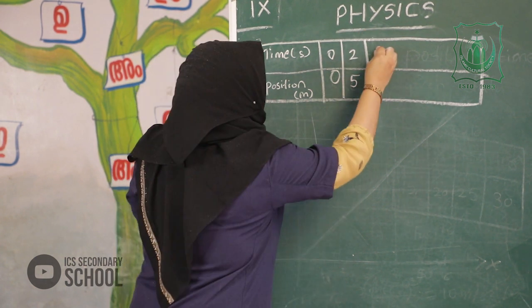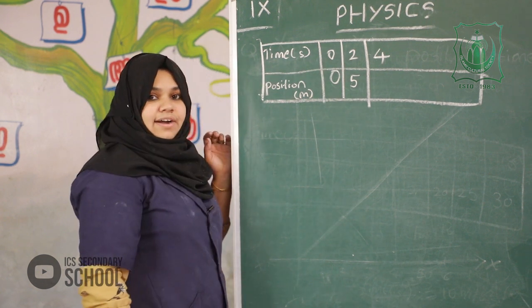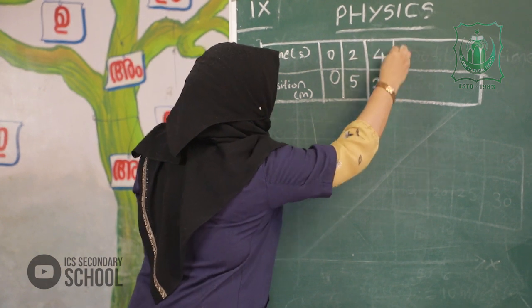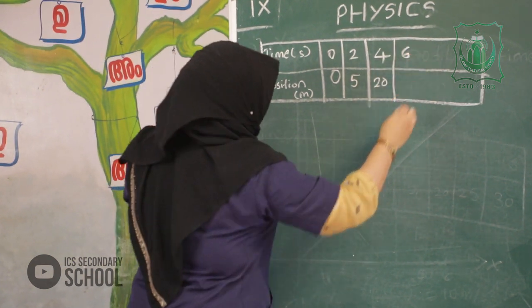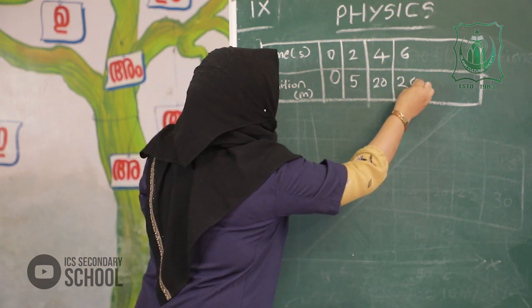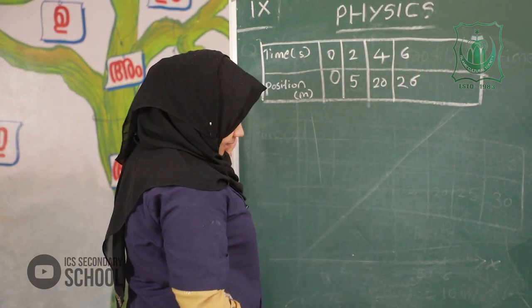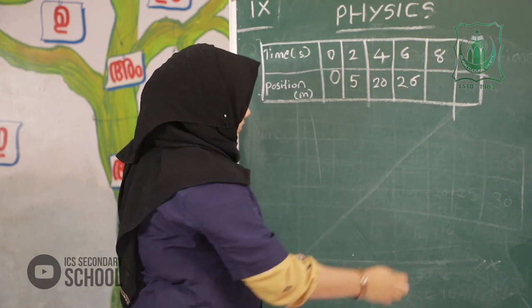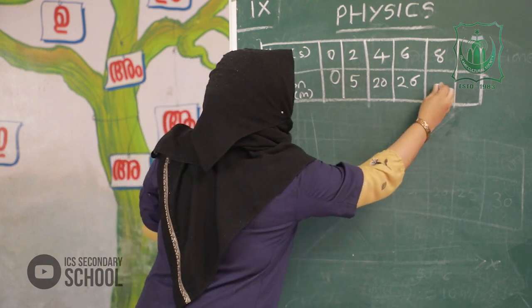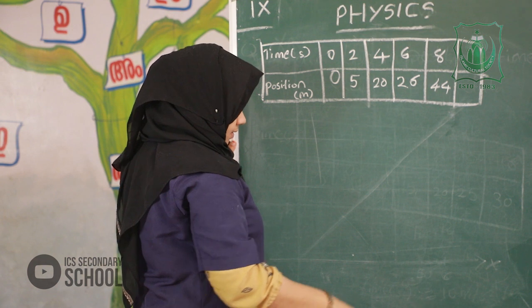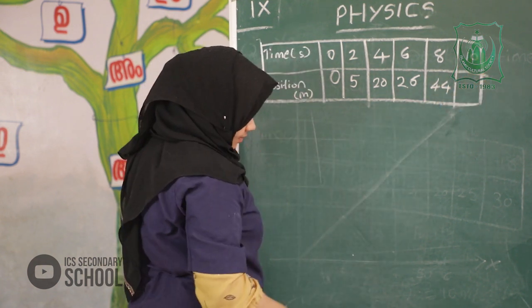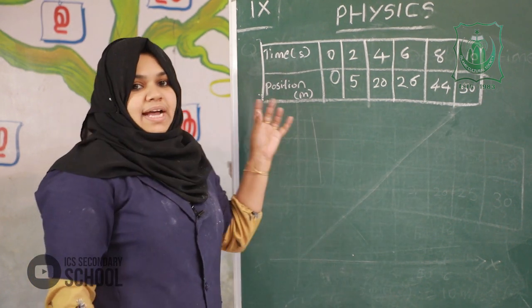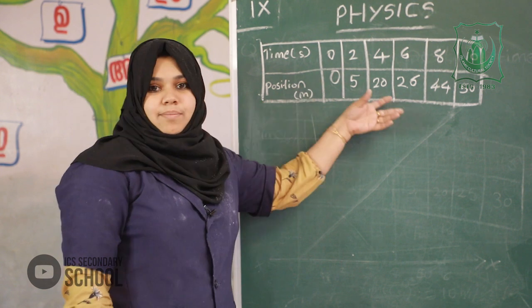The next, at 4 seconds. From this data, what is the position at 4 seconds? Yes, 20 meters. At 6 seconds, 26 meters. At 8 seconds, what is the distance? Yes, 44 meters. Then 10 seconds, 50 meters. From the motion of the car, we can complete this table like that.